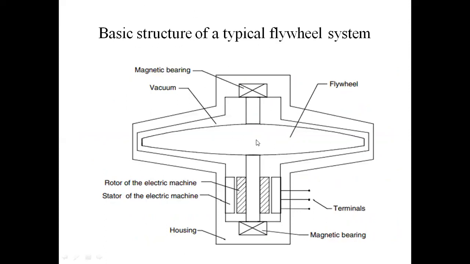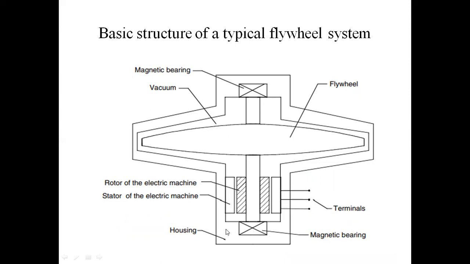In this flywheel, energy is stored in this wheel, in the form of kinetic energy. The wheel shaft is connected to the generator. In this generator, this is the rotor of the electric machine and this is the stator of the electric machine. These are the three-phase external terminals connected to the outside.